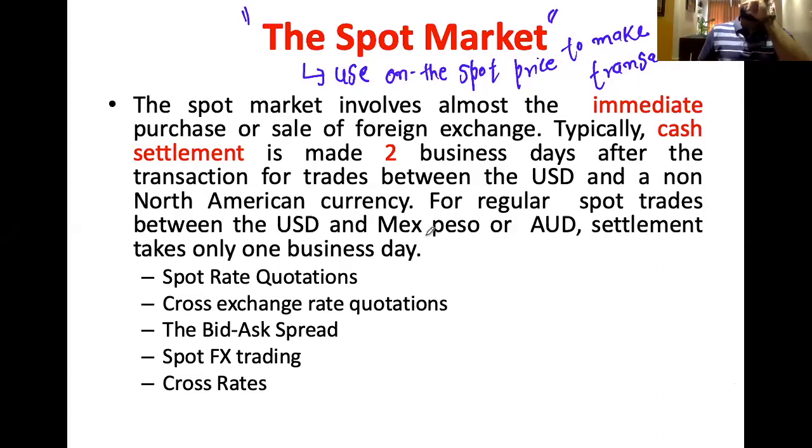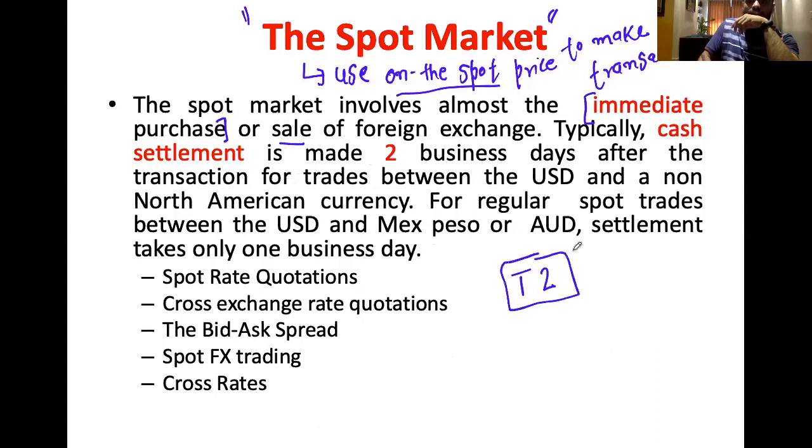Okay. So spot price markets involve almost immediate purchase or sales. Immediate means on the spot, right? Immediate purchase or sale of foreign exchange. Typically, cash settlement is made in two business days. We call it T2. T2 means it takes 2 days to make the transaction.